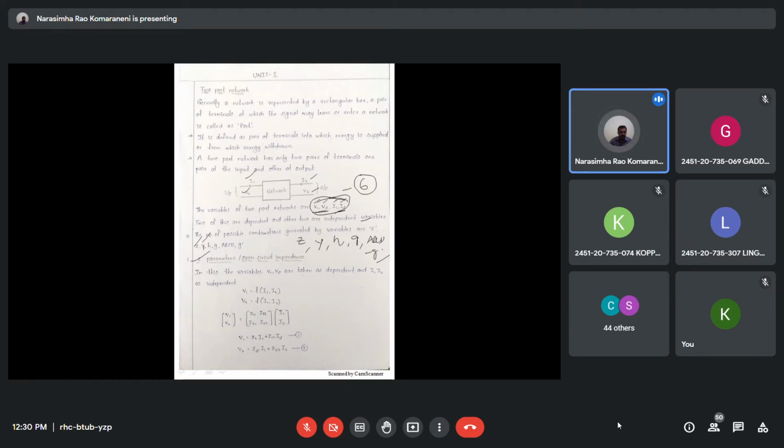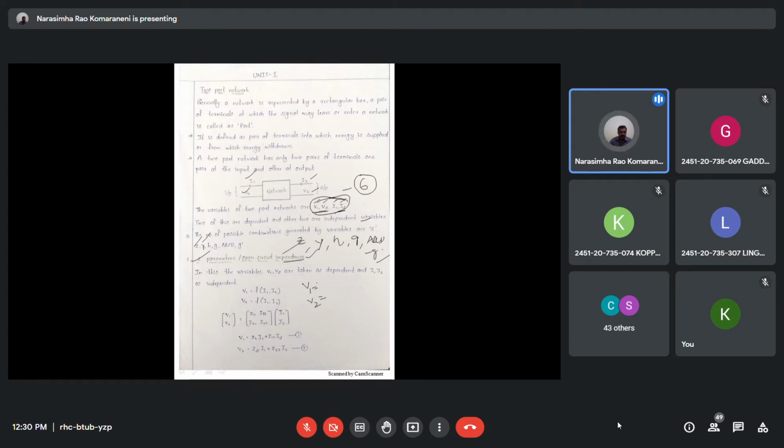These Z parameters are also called open circuit impedance parameters or simply impedance parameters. These Z parameters are obtained by expressing voltages at the two ports, that is V1 and V2, in terms of I1 and I2, that is the currents at the two ports.